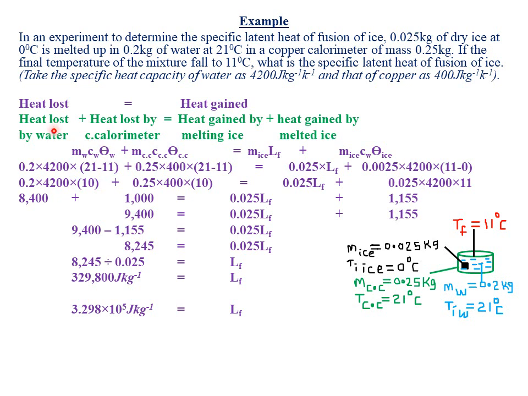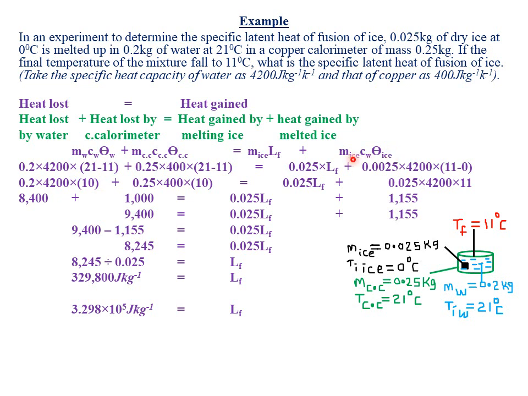So heat lost by water will be given by mass of water multiplied by specific heat capacity of water times change in temperature for the water. Heat lost by the copper calorimeter will be mass of copper calorimeter times specific heat capacity of the copper calorimeter multiplied by the change in temperature for the copper calorimeter. Then of course, heat gained by melting ice will be equal to the mass of the ice multiplied by specific latent heat of fusion. Then heat gained by melted ice will be given by mass of ice multiplied by specific heat capacity of the water, that is the water that was converted from the solid state of ice into water, multiplied by the change in temperature for the ice.